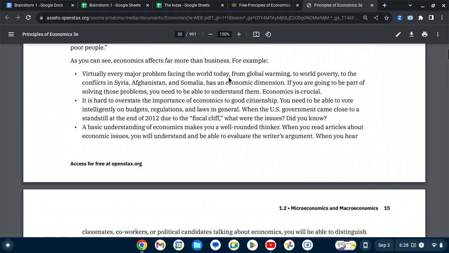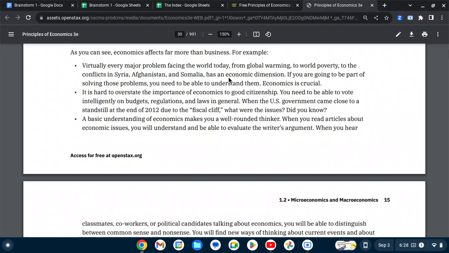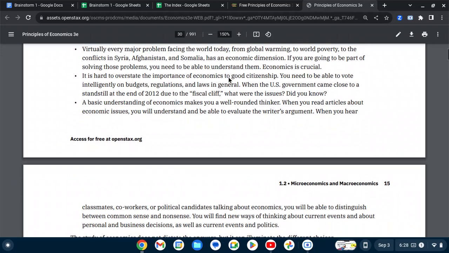As you can see, economics affects far more than business. For example, virtually every major problem facing the world today, from global warming to world poverty to the conflicts in Syria, Afghanistan, and Somalia, has an economic dimension. If you are going to be part of solving these problems, you need to be able to understand them. Economics is crucial. It is hard to overstate the importance of economics to good citizenship.